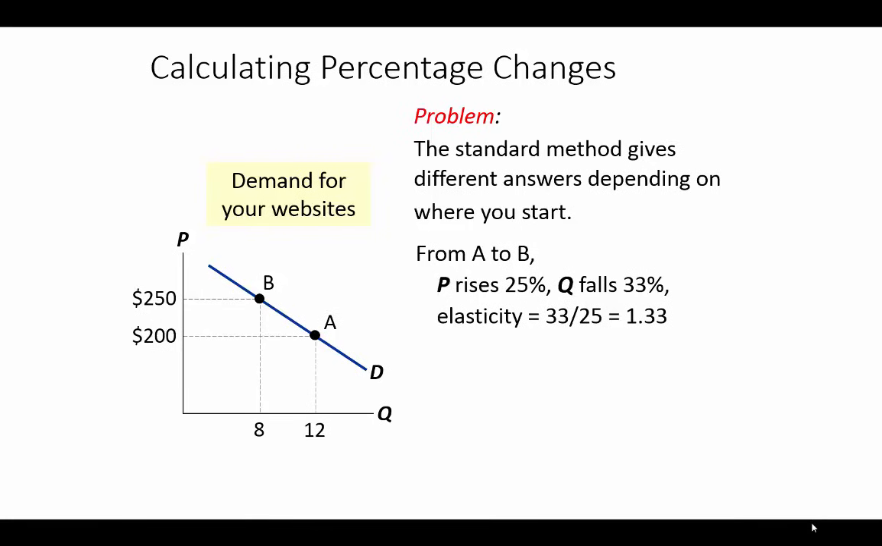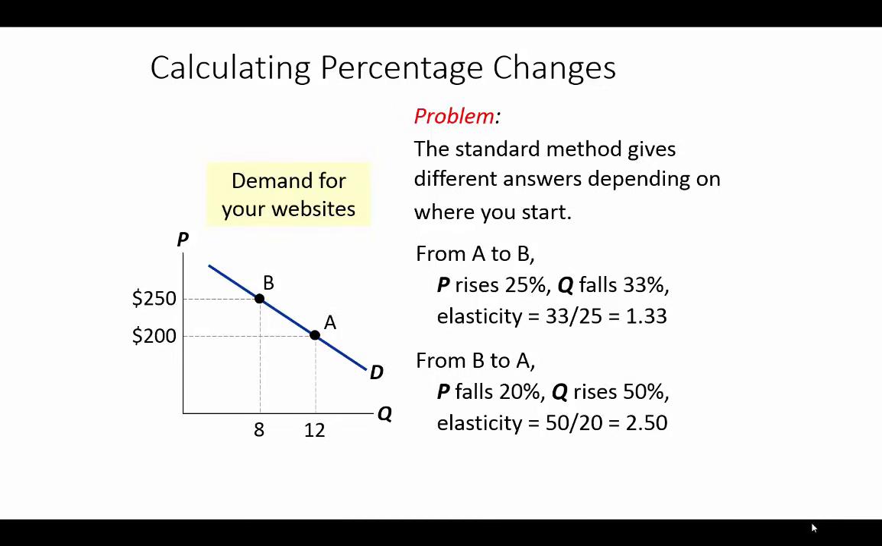However, if we start at B and go to A, price is going down, we see the price change is 50 over 250, which is just 20% now, and the quantity change is plus 4 divided by 8, which is now 50%. So now our elasticity coefficient is much higher, 2.5. It's almost twice as large, in fact. So we're going to get a skewed result depending on where we start here. So we want a better method that kind of evens out that effect.